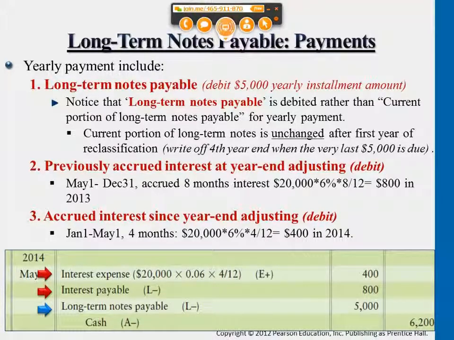So this is the first year's accrual interest. This is the second year's. And the third year's interest, again, since we paid off an additional $5,000, third year at year end, we'll be using 10,000 times 6% times 8/12. Okay, because we paid off the principal amount little by little as time goes by.